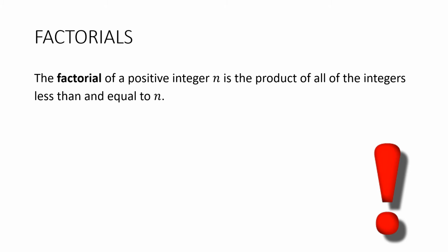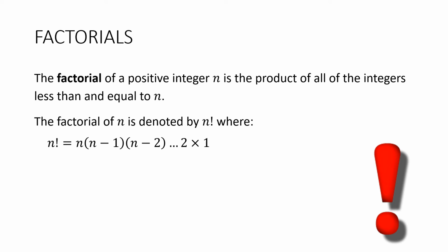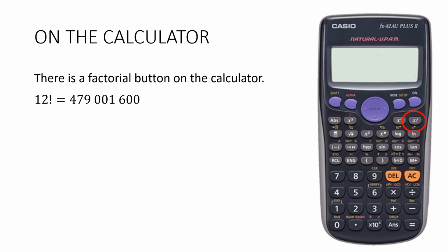Let me introduce you to factorial notation. The factorial of a positive integer n is the product of all of the integers less than and equal to n. So n factorial is n multiplied by n minus 1 multiplied by n minus 2 all the way down till we get to 2 times 1. And this is the notation here, the exclamation mark. So our answer to the previous question was 12 factorial. And luckily for us, there is a factorial button on the calculator. It's just here. So all we have to do is 12 and then press that button and we're going to get our answer straight away. We don't have to go 12 times 11 times 10, etc.